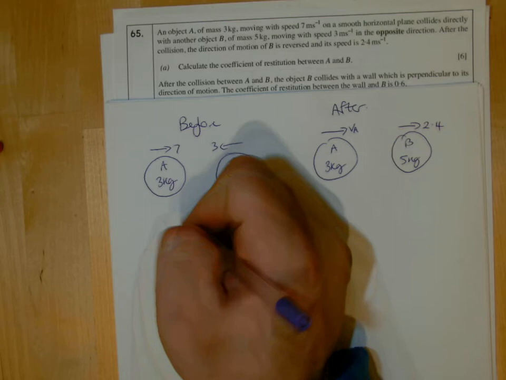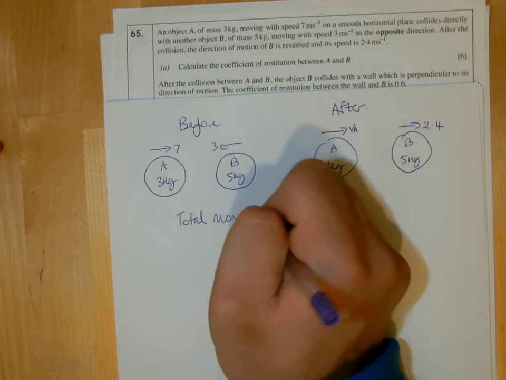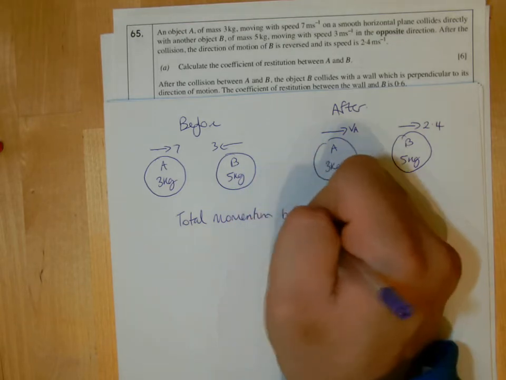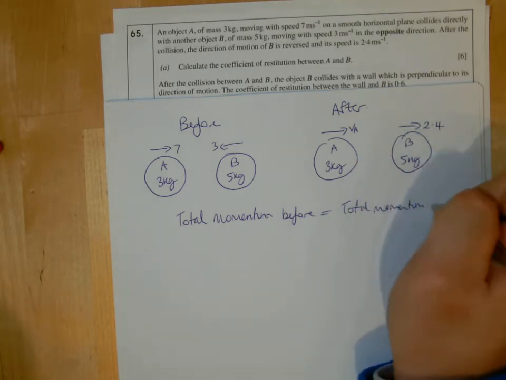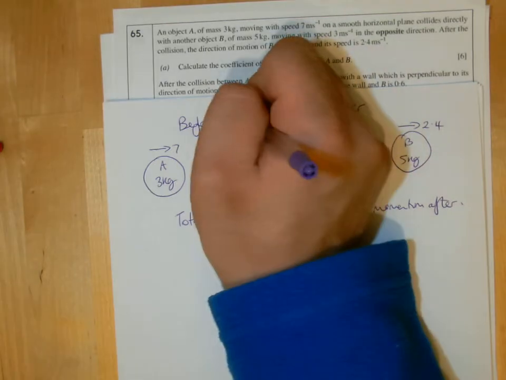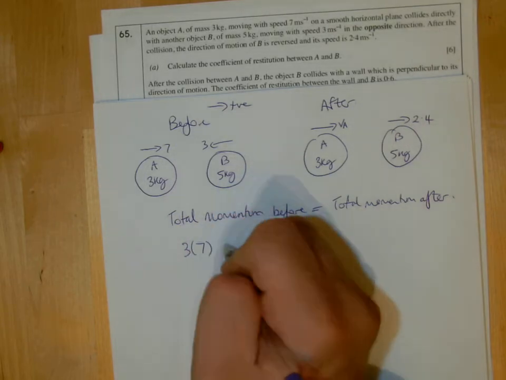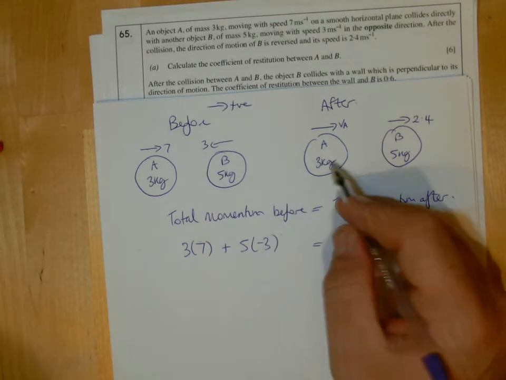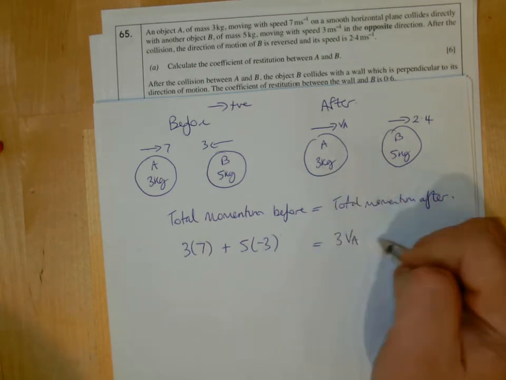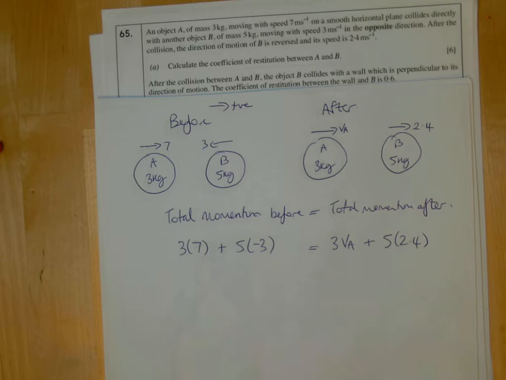Okay, and the way to do that, of course, is to look at the total momentum of the system before and after, because the total momentum before will equal the total momentum after. So if we take this direction as positive for our velocities, we'll have mass times velocity: 3 times 7 plus 5 times the velocity here, which will be minus 3 because it's reverse direction. Here then, 3 times VA plus 5 times 2.4. So straight away, from momentum before and momentum after, you can get VA out quite quickly, can't you?